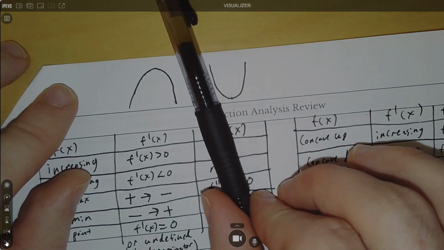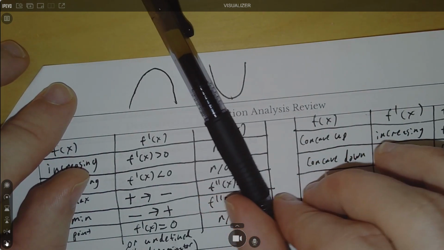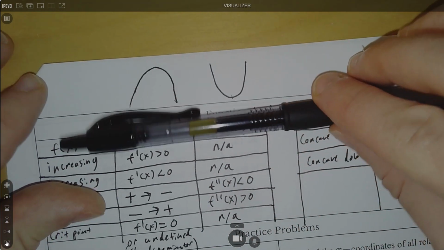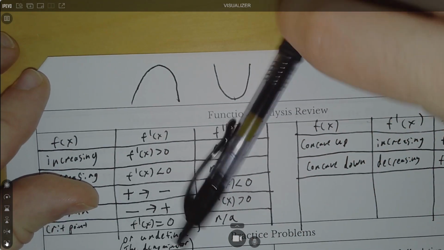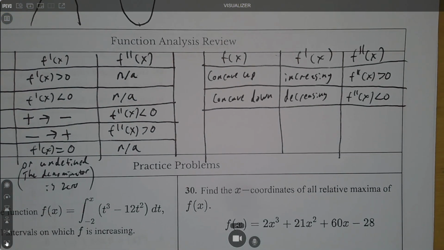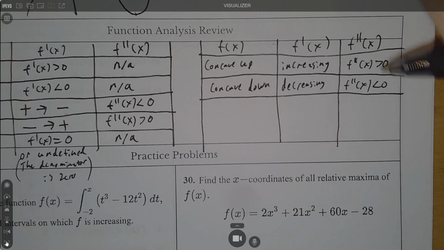Versus when it's concave up, I start very steep down. I'm getting less negative, less negative, 0, positive, steeper, steeper, steeper, right? And so on. So just a good reminder. That's concave down. Slopes are decreasing, more negative. Okay.